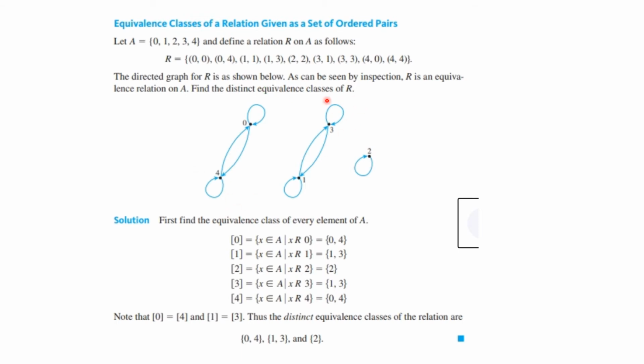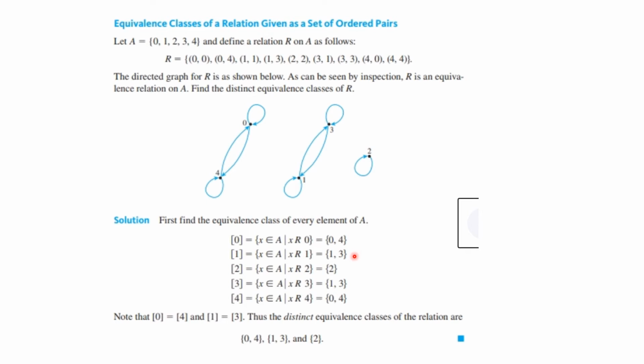Now, what we do realize is we have subgraphs. This graph doesn't overlap with this graph, and it does not overlap with that graph. But you can go through and check all of the conditions, and this is an equivalence relationship. If we wanted to find the distinct equivalence classes, we'd be talking about all things that are related to 0, 1, 2, 3, and 4, and these are other representations of the equivalence classes. So the equivalence class of 0 is the set 0, 4.